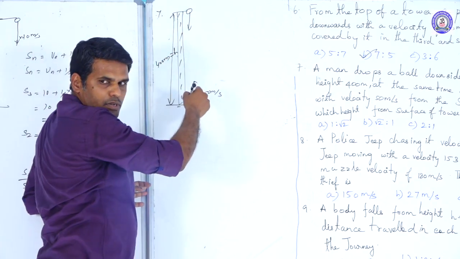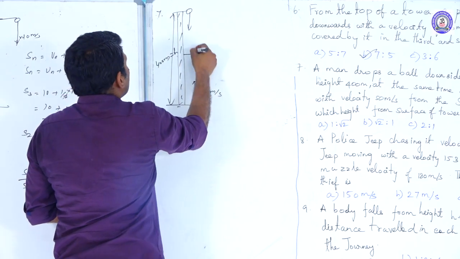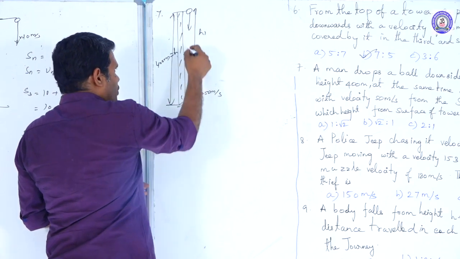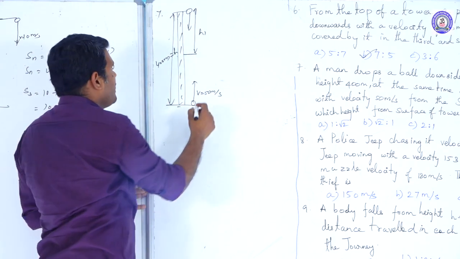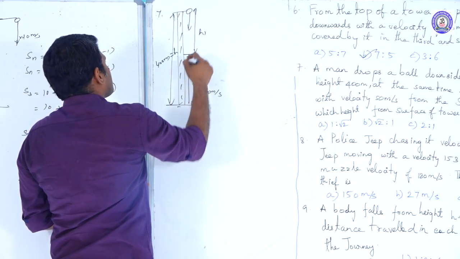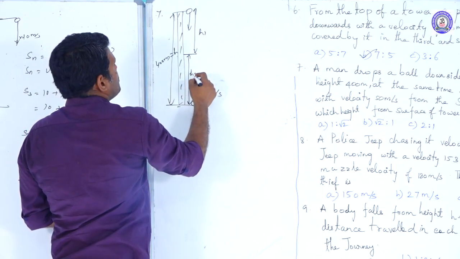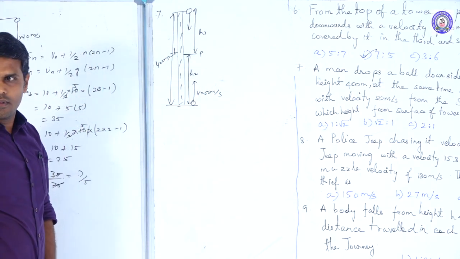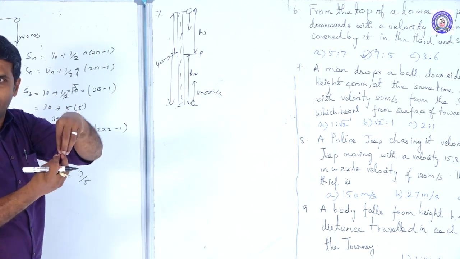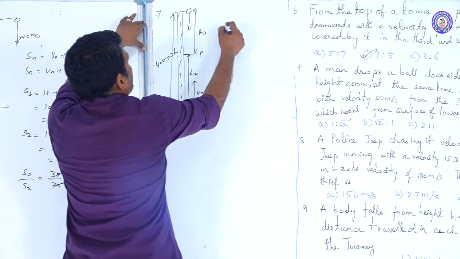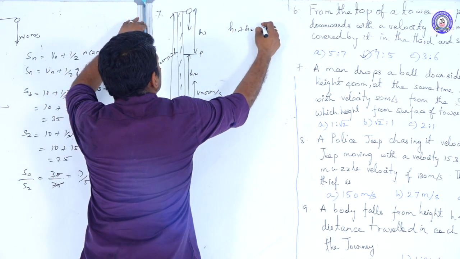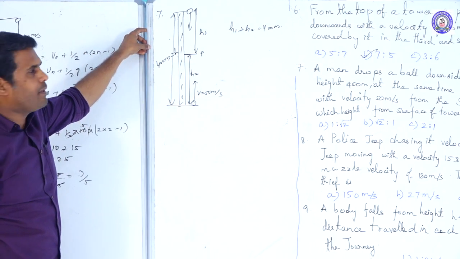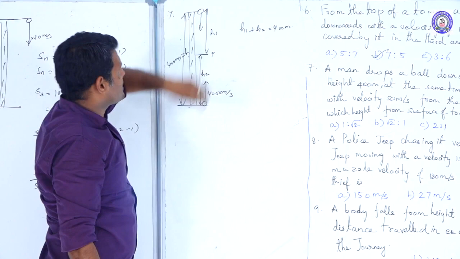If the object is dropped vertically downwards, it displaces through a height h1, and when the object is thrown vertically upwards from the surface of the tower, it covers a displacement h2. Let us say the two meet at a point P. So I can bring out the condition h1 plus h2 is equal to 400 meters. You consider this as the first case.